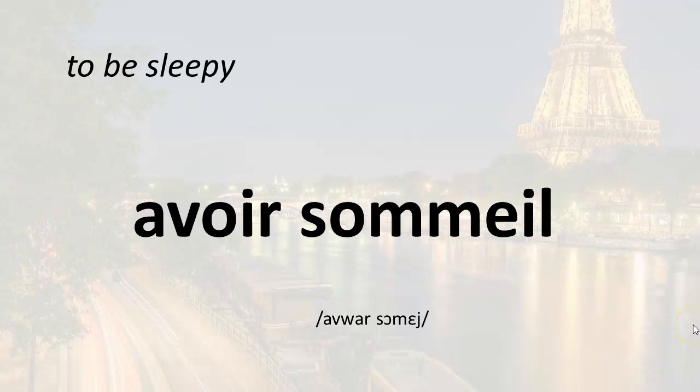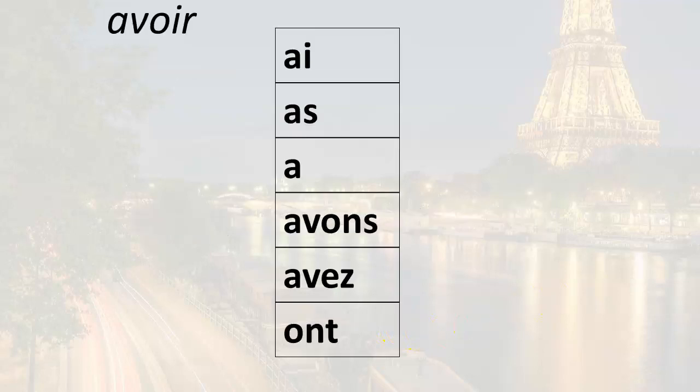Avoir sommeil, avoir sommeil. Notice the pronunciation, avoir sommeil, sommeil. Notice this sound at the end, it's like the Y sound, y, sommeil, sommeil. Remember that you have to know the forms of avoir in the present tense to be able to use avoir expressions.